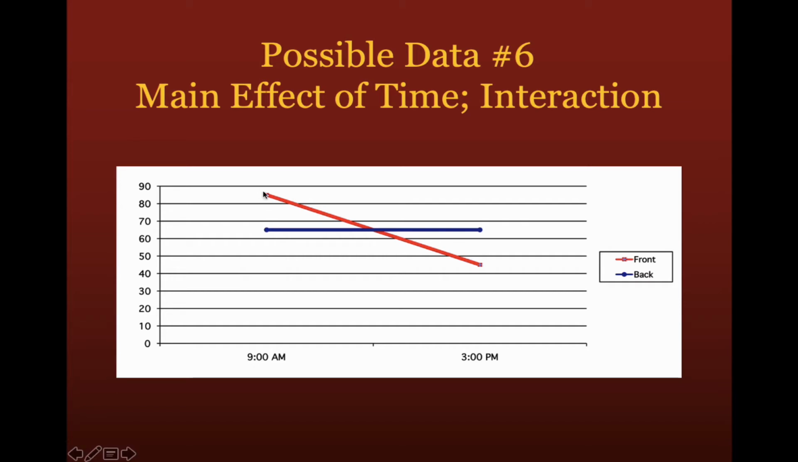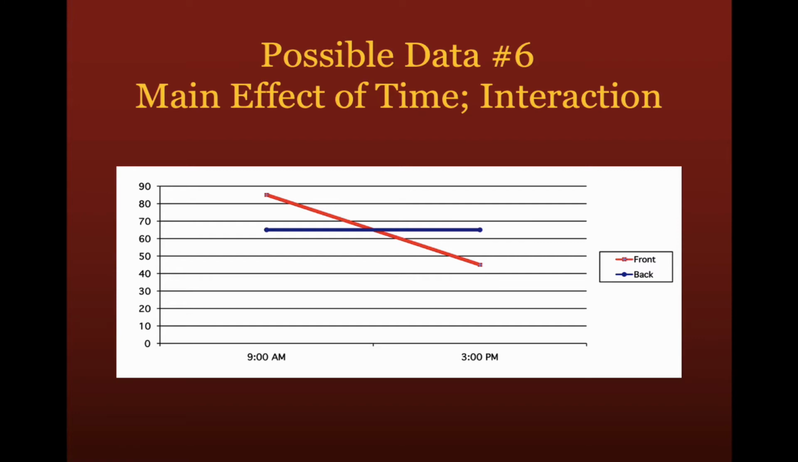So we're taking the average of our fronts, right? So the average of 85 and 45, which is 65, which is here, which is exactly the same as the average of our backs. So good, there's no main effect of seating location, which is what we needed. Now the question is, is there an interaction between the two? And we can say yes, because at 9 o'clock, students in the front did better than students in the back. But at 3 o'clock, students in the back did better than the students in the front.